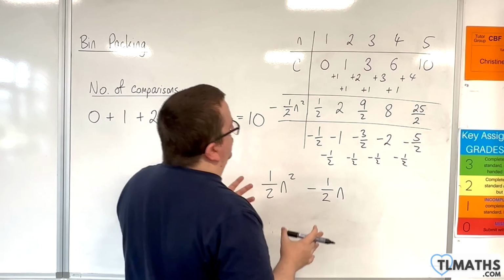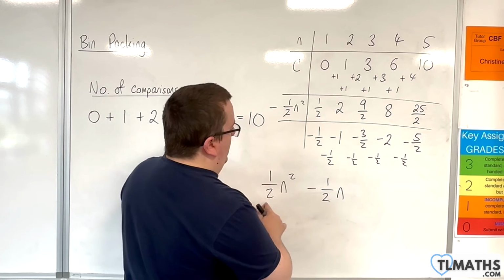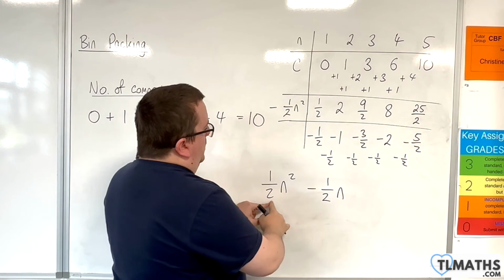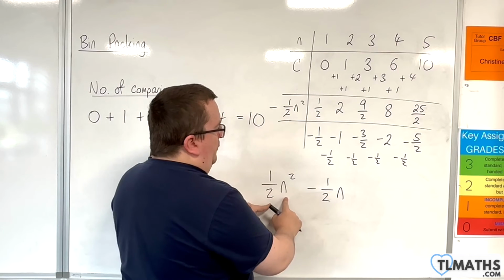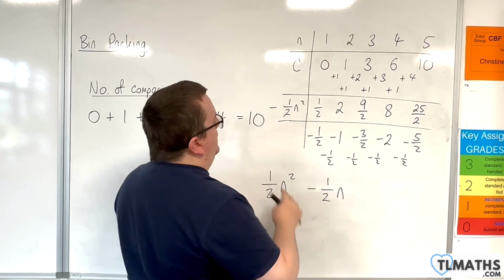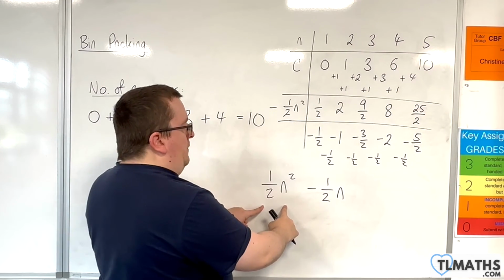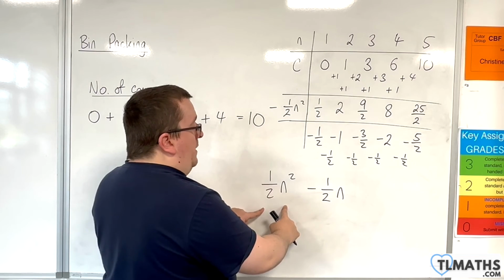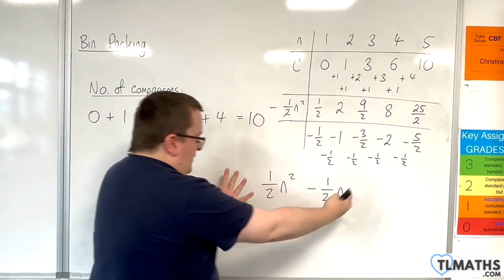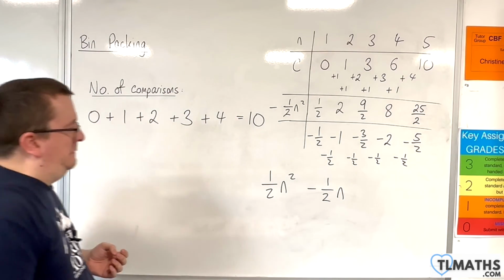Now, let's just double check that, shall we? So when n is 1, we'll have 1/2 take away 1/2, which is 0. When n is 2, we'll have 1/2 times 4, so 2 take away 1 is 1. That's all good. So this is looking good. Let's try it with the 5. So 1/2 of 5 squared, so that's going to be 25 halves. Take away 5 halves is 20 halves, which is 10. Excellent. So this is the nth term for my sequence.